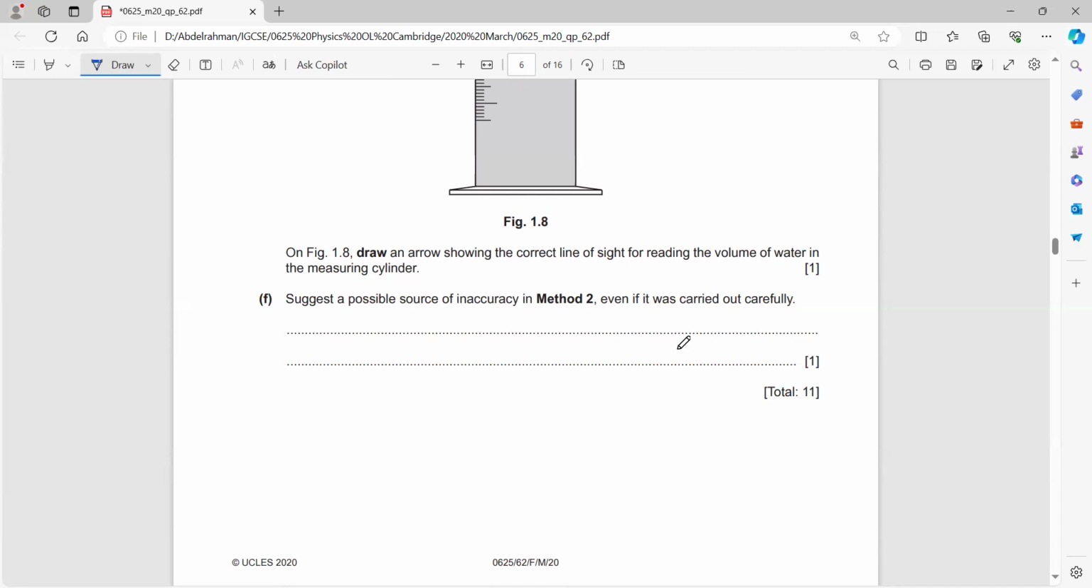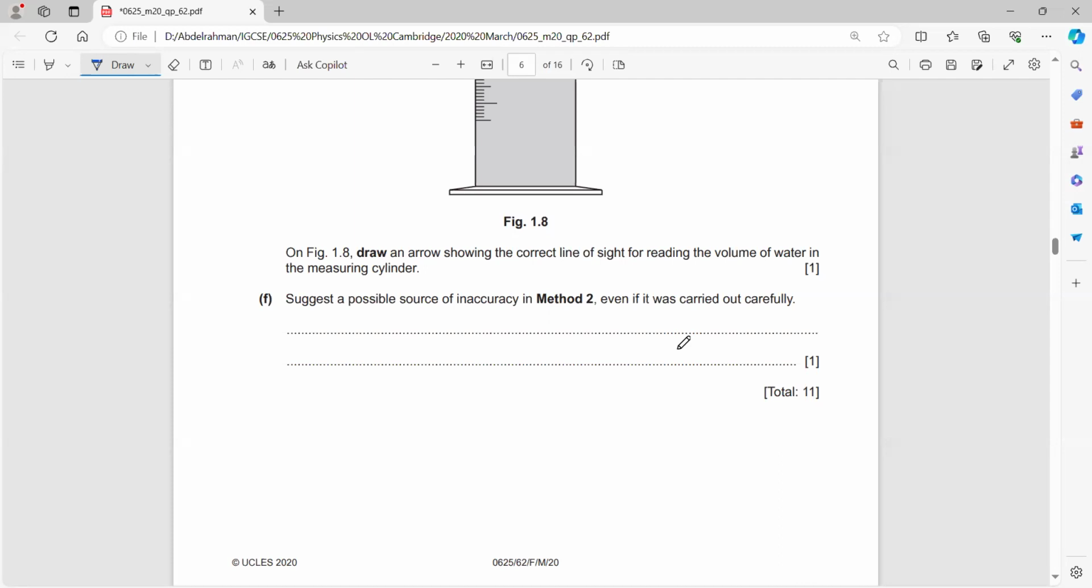Probably if you had written down the answers, you didn't take the reading perpendicularly, or you didn't take the reading from the bottom of the meniscus, or because the water was curving, you would probably have taken the mark. But again, there are better answers for this question. Is it logical to spend that much time on this question? No, it's not logical to spend that much time on a question worth 1 mark. So just leave it and then come back later.